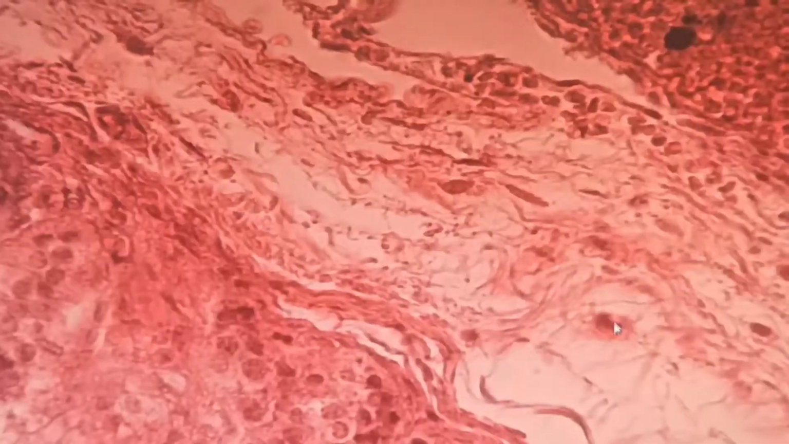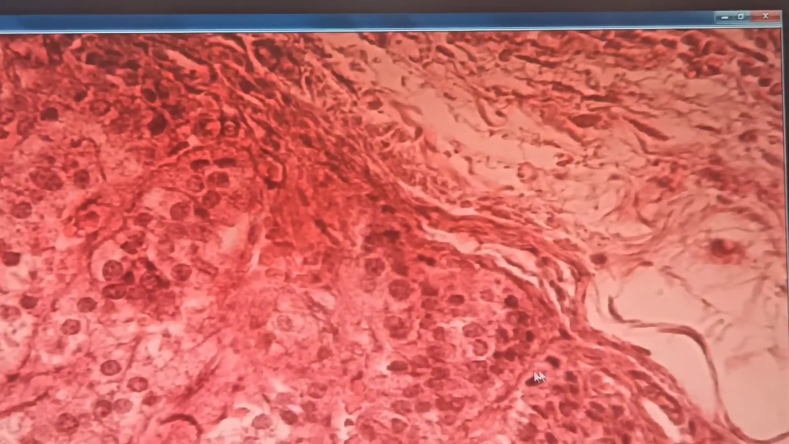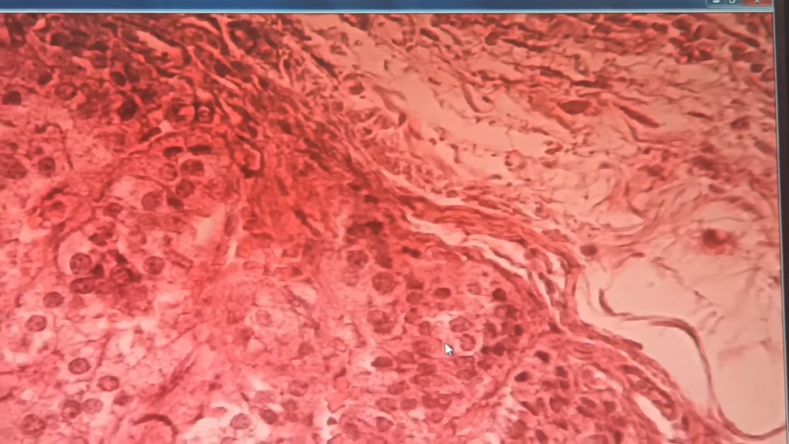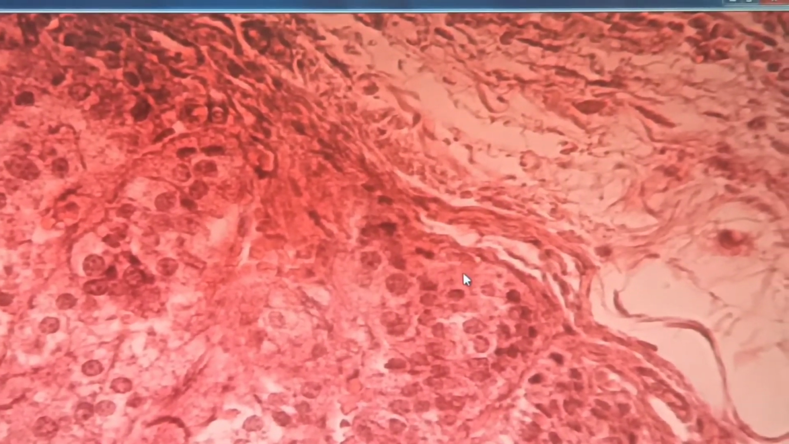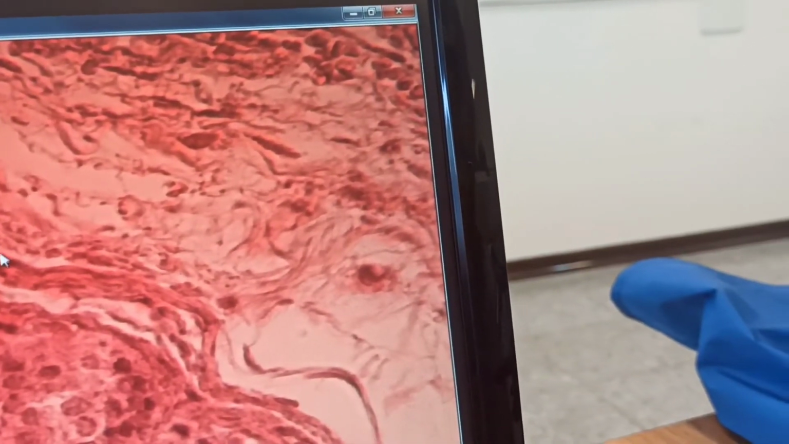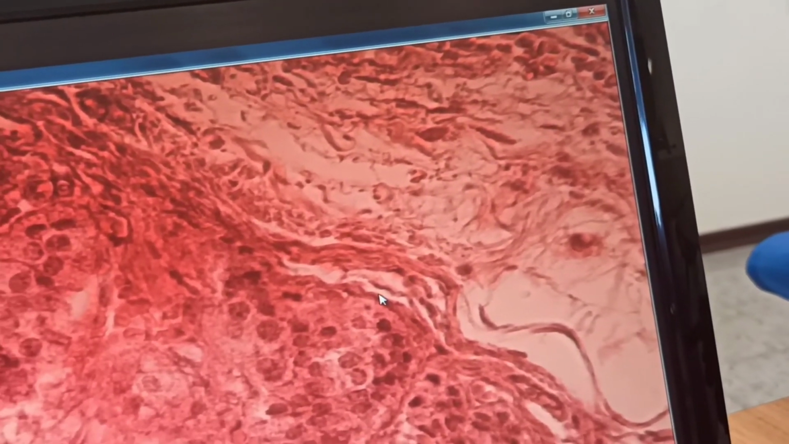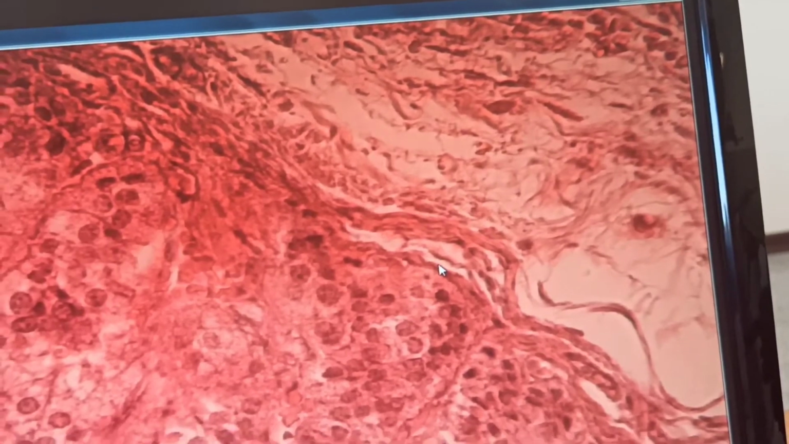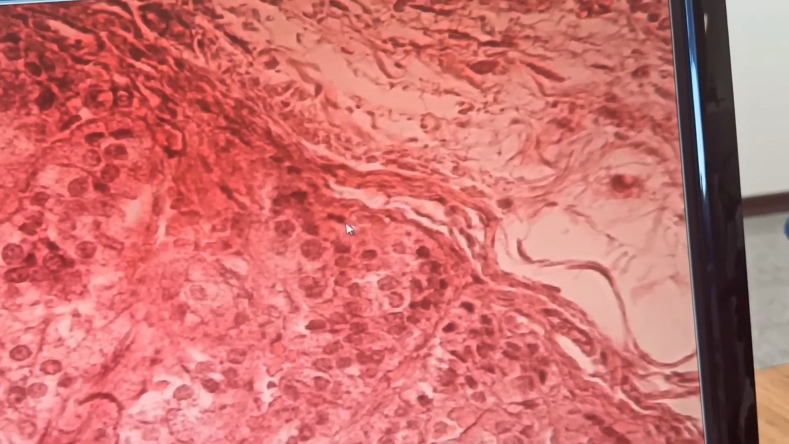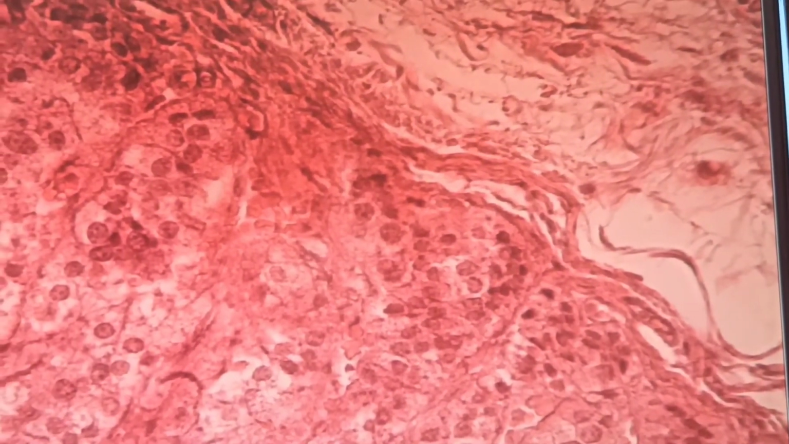And here, these sections, can you guess what is this? Zona glomerulosa. This is the capsule, yes. Immediately at the bottom of the capsule, we have zona glomerulosa, zona fasciculata.